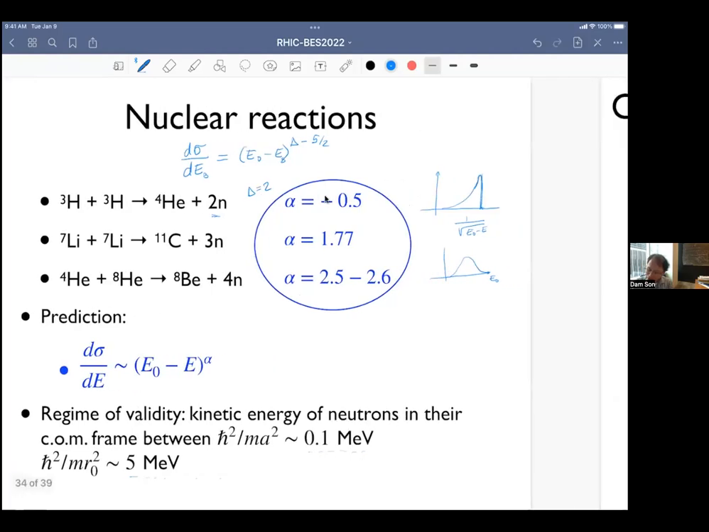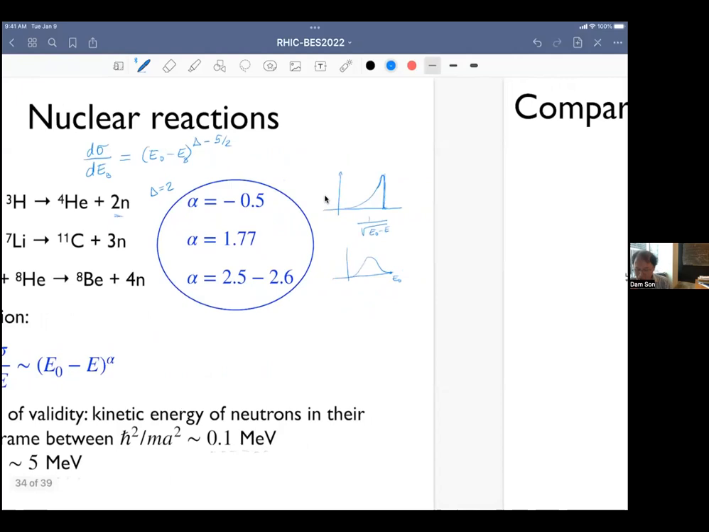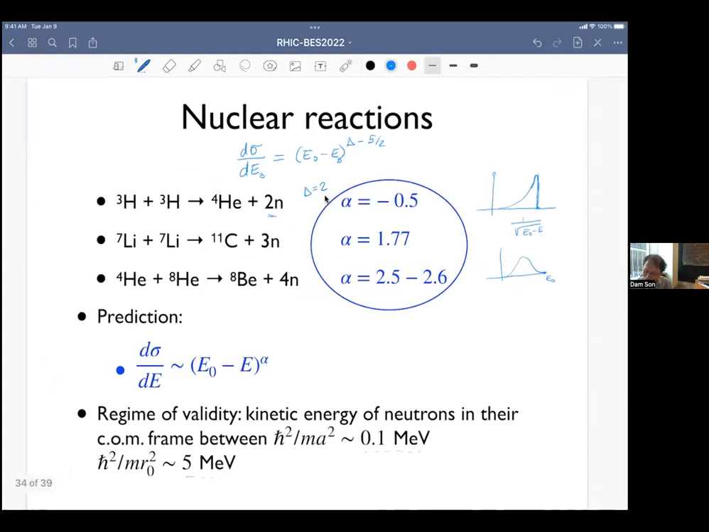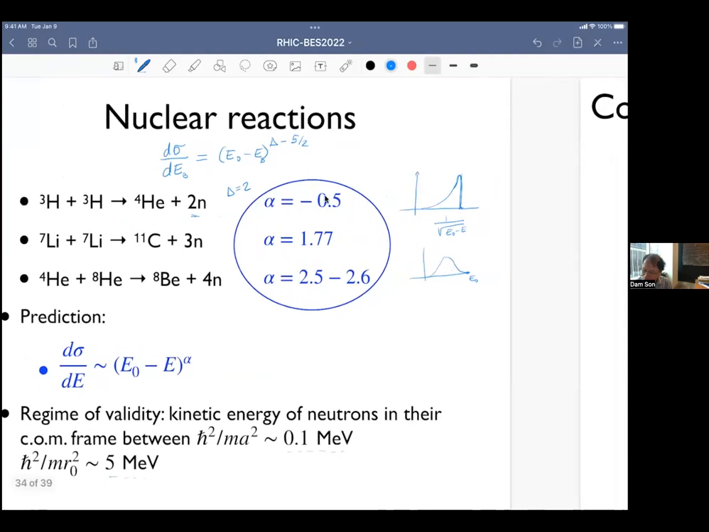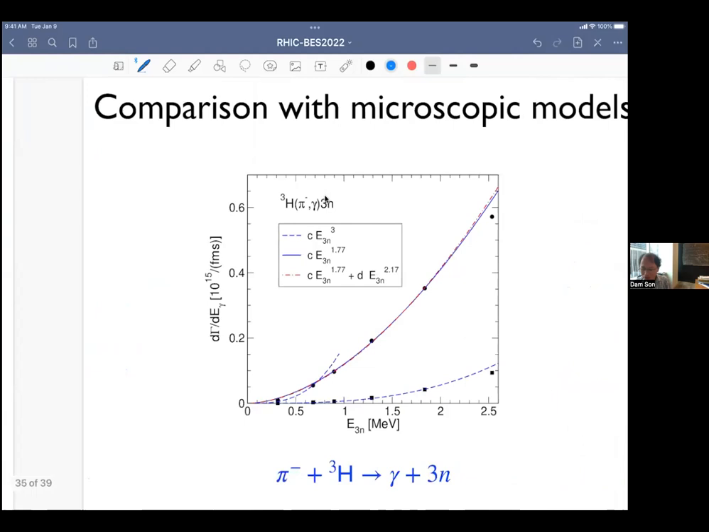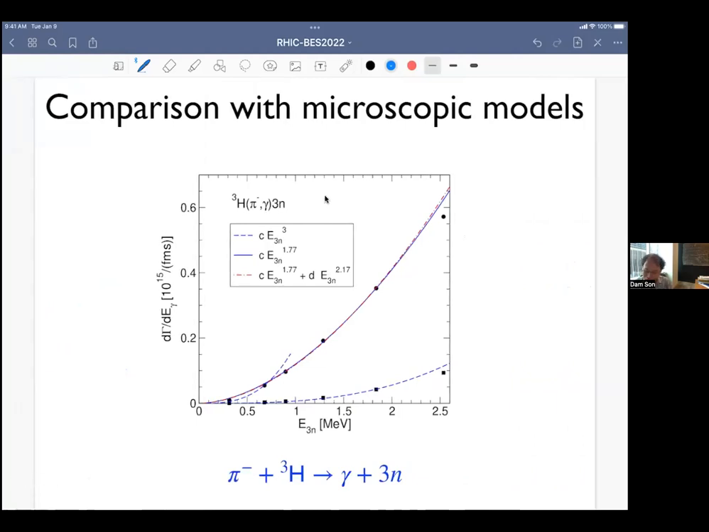Let us now try to compare this prediction to experiment. Hans and I were not able to find data that are precise enough near the endpoint to compare with our prediction, but we found more theoretical calculations using microscopic models of nuclei and reactions, and we were able to confirm this prediction for certain reactions.